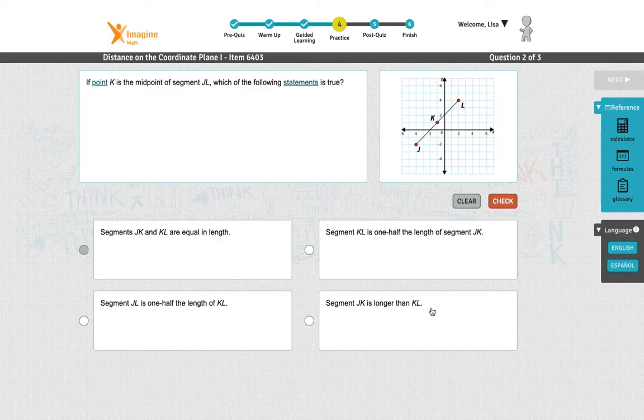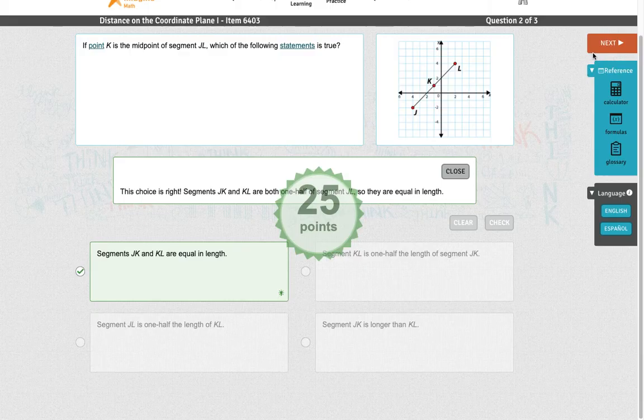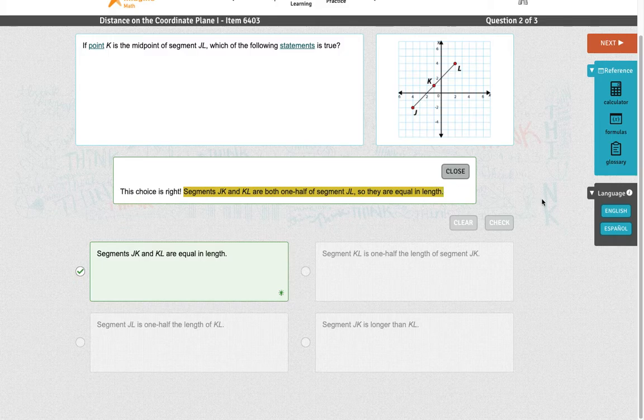Segment JK is longer than KL. Well, if it's halfway, meaning that this JK is the same as KL, that's got to mean that the segment JK is not longer than KL. So that's still wrong, which leaves us with the first one. Again, a lot of this is about reading. If you got it wrong, write down and read what is written here in this section. Okay, that will help.